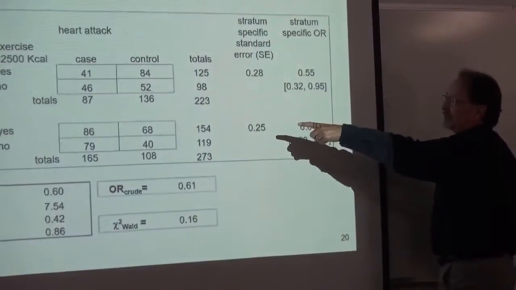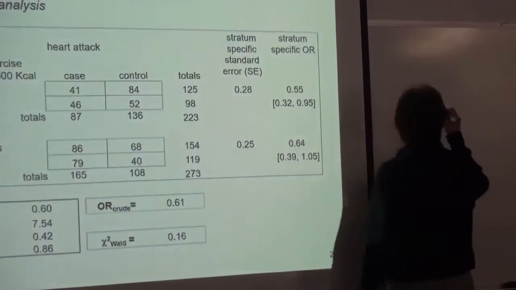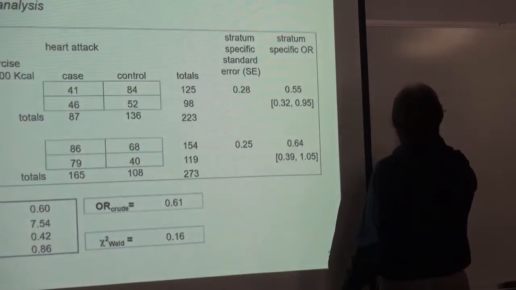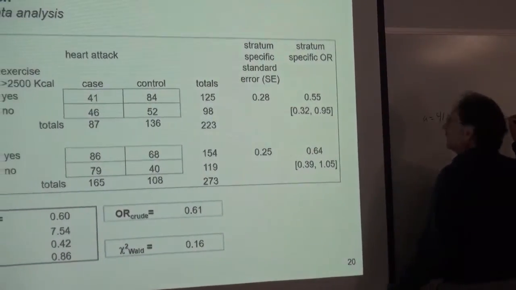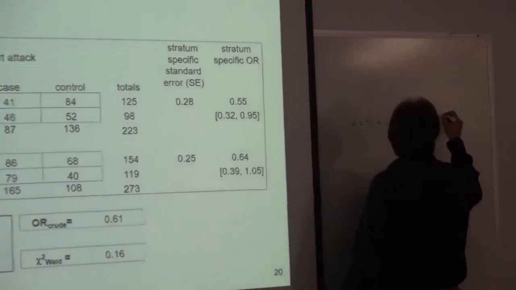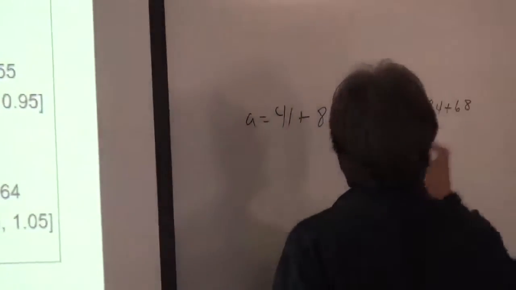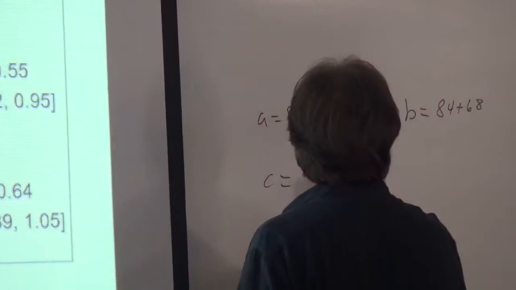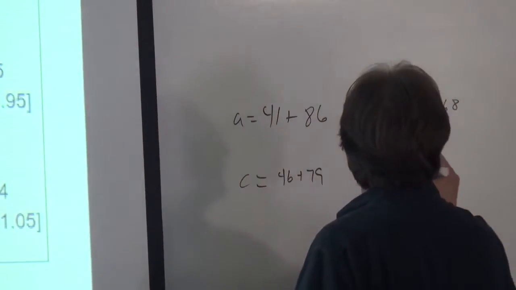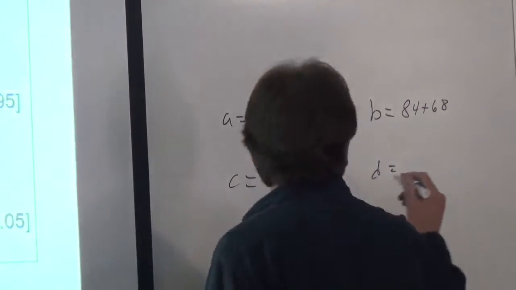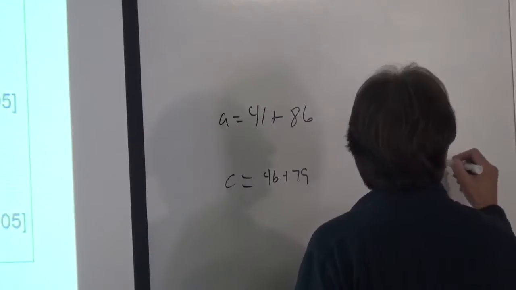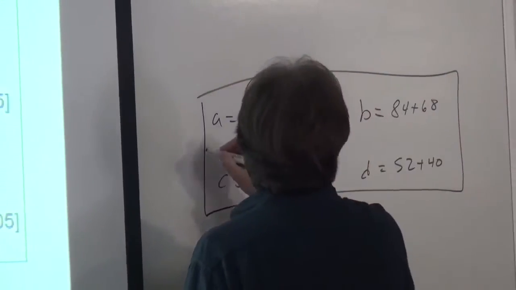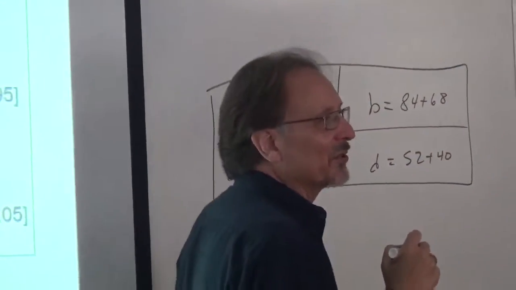So it's A1 plus A2. So it's 41 plus 86 is our A. B equals 84 plus 68. C is 46 plus 79, and D equals 52 plus 40. So I'm doing an odds ratio on collapsing the two strata.